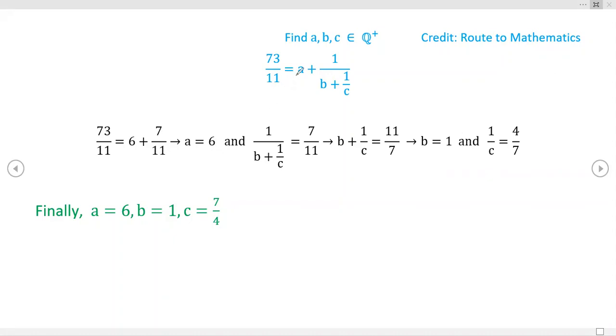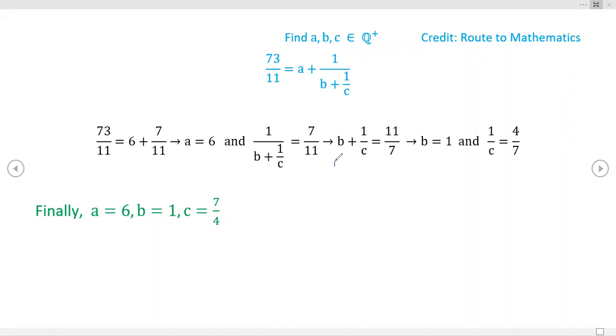But by identification with this top part, we get that A is equal to 6, and we set 7 over 11 equal to this piece right here, okay? And so when we do that, we get this fraction is equal to this fraction, so that means their reciprocals are equal to each other. In other words, we just inverted the left-hand side and the right-hand side, which just follows from properties of equality, I suppose.